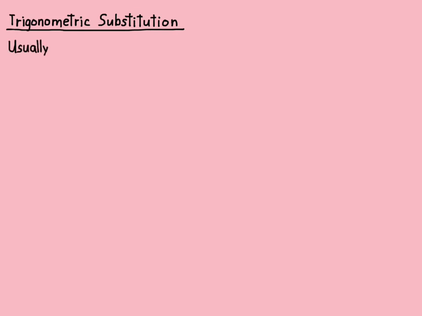So this last video in this section, we're going to do something called trigonometric substitution. This is used a lot in calculus to figure out things called integrals. So trigonometric substitution usually uses one of the Pythagorean identities.